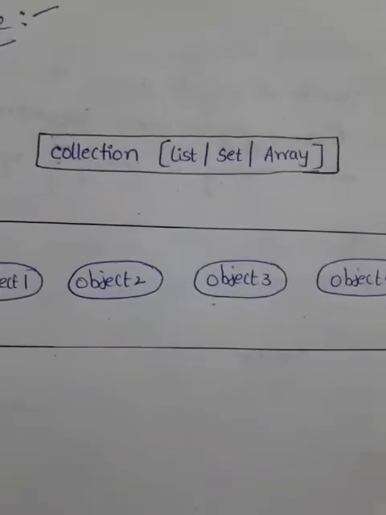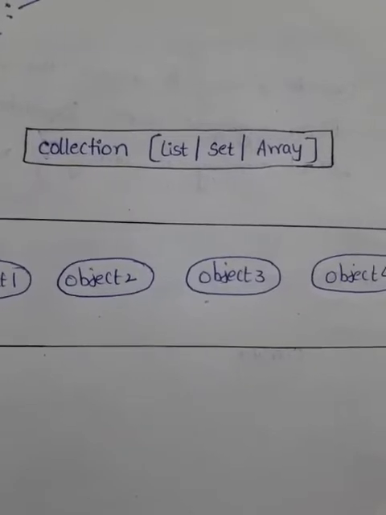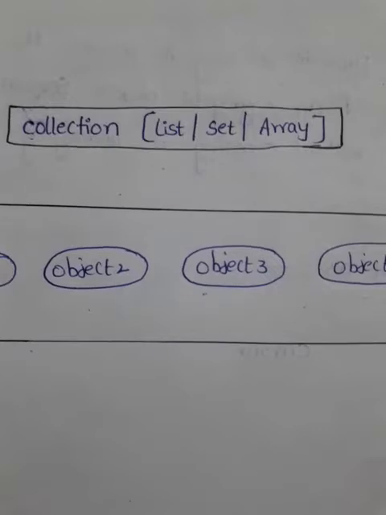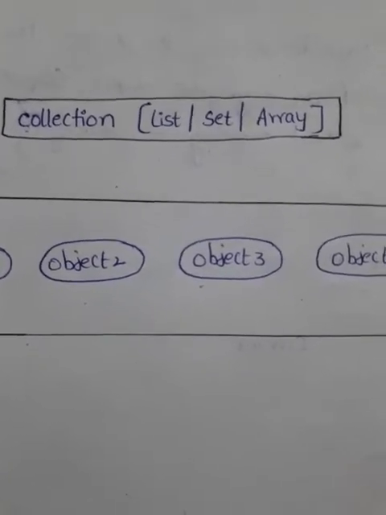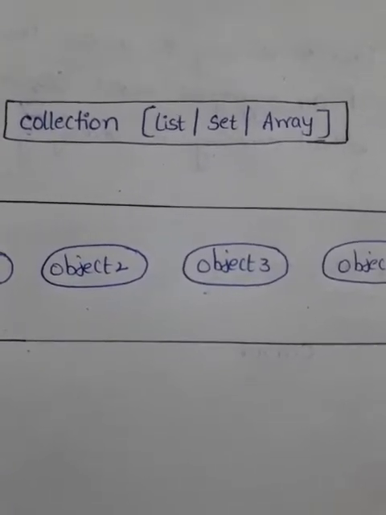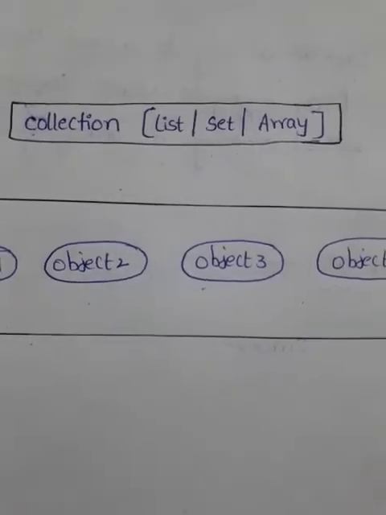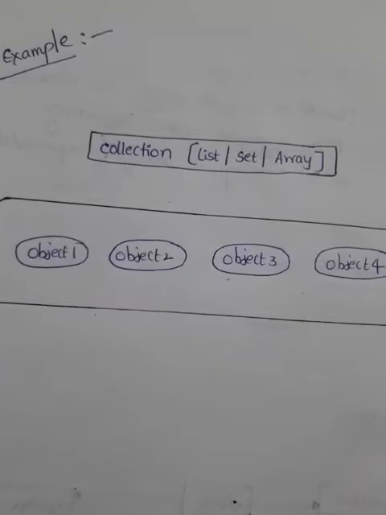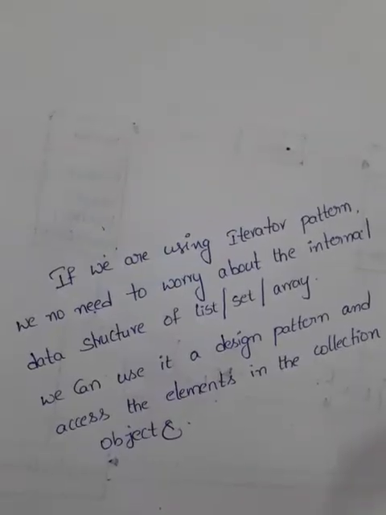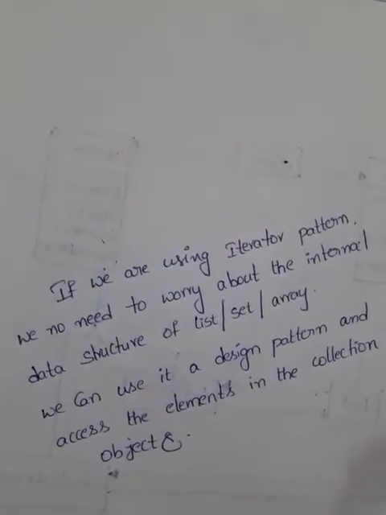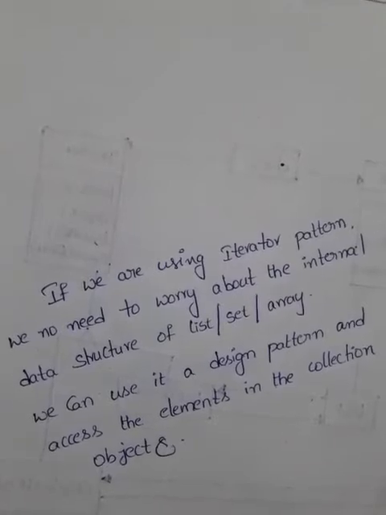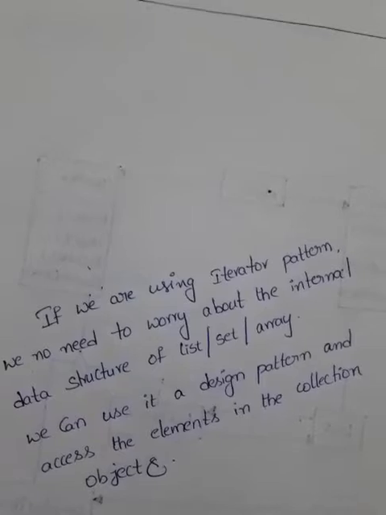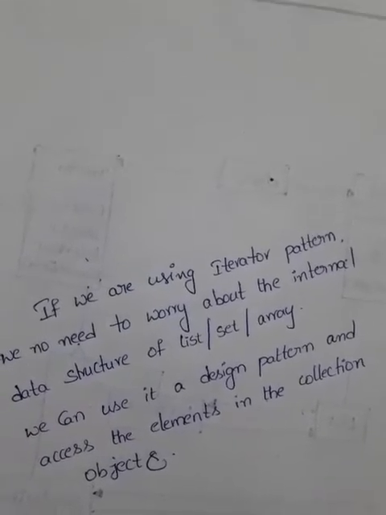So what we say here is, if we are using the iterator pattern, we need not worry about the internal data structure of a list, set or array. We can use it as a design pattern and access the elements in the collection of objects.